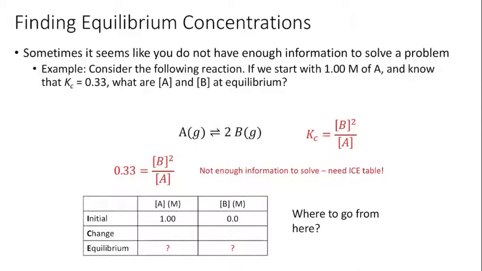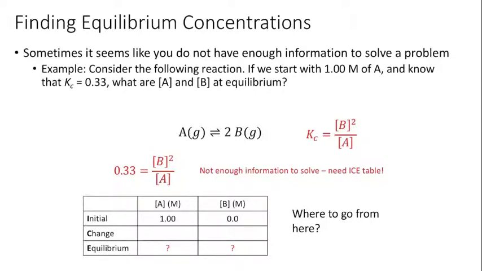So we're going to make an ICE table. And you see our ICE table here that lists our initial concentration of A as 1 molar. They didn't tell us an initial concentration of B, so that's 0. The good news there is we know that the reaction is going to have to at least initially proceed to the right. So we're going to lose some A and gain some B, but we still don't know what the equilibrium concentrations are. And we don't really have a good idea of what the change in concentration is.